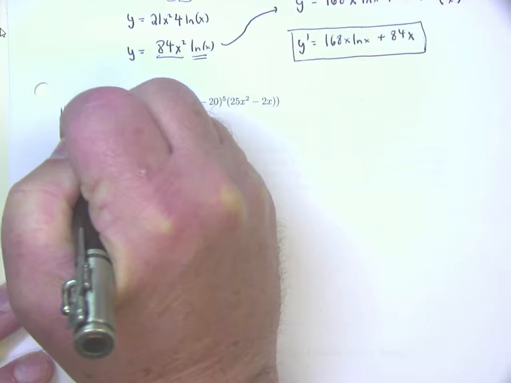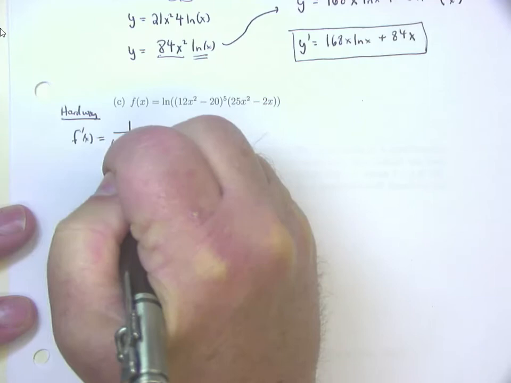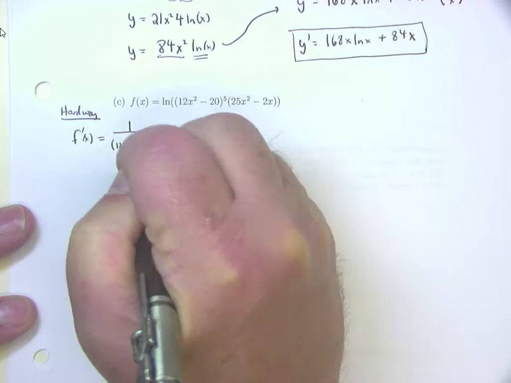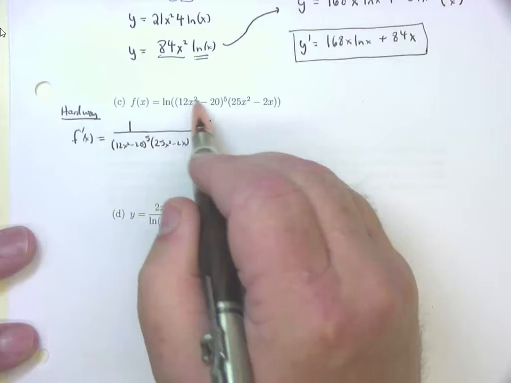Derivative of the natural log of a function is going to be 1 over the function times derivative of the function. This is 1 over the function, 12x squared minus 20 raised to the fifth times 25x squared minus 2x. 1 over the function, all it is, 1 over, just copy the function, times the derivative of the function. Well, what rule are you going to use to take derivative of 12x squared minus 20 to the fifth times 25x squared minus 2x?